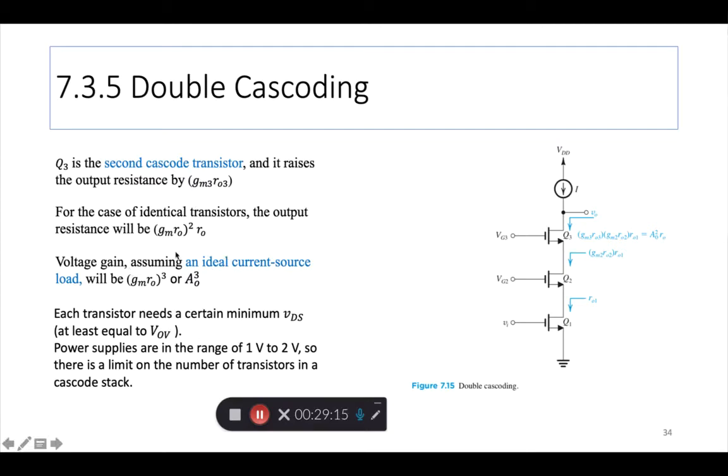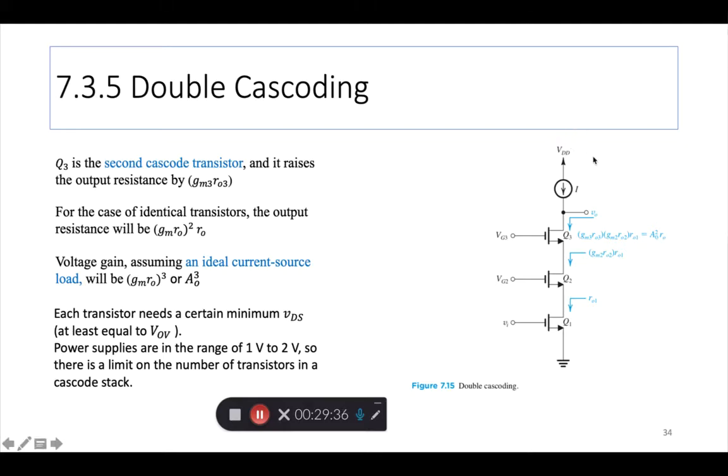So this sounds great, right? The problem is shown here in this line. Each transistor needs a certain minimum VDS, right? This VDS has to be a certain minimum, has to be actually at least equal to the overdrive voltage.